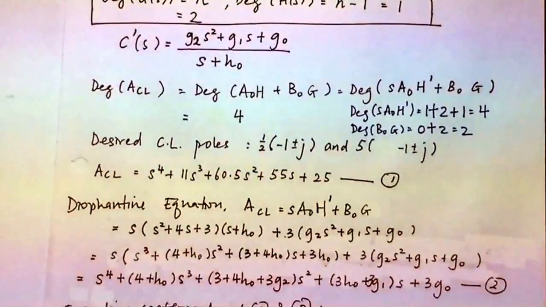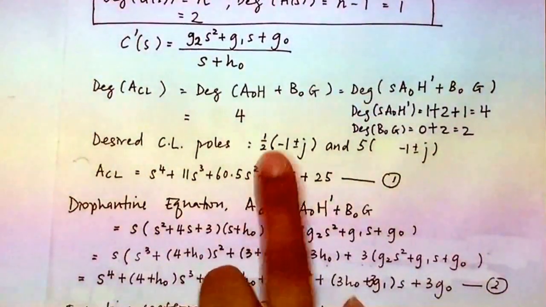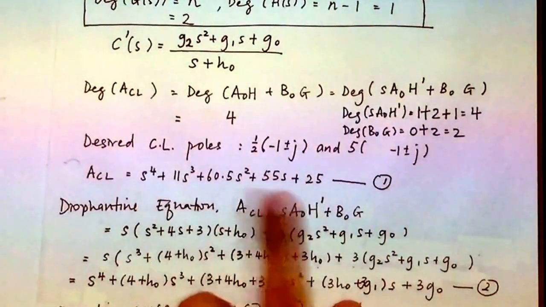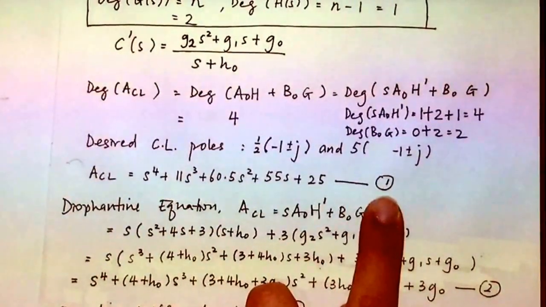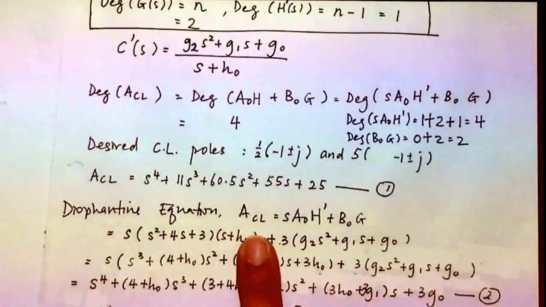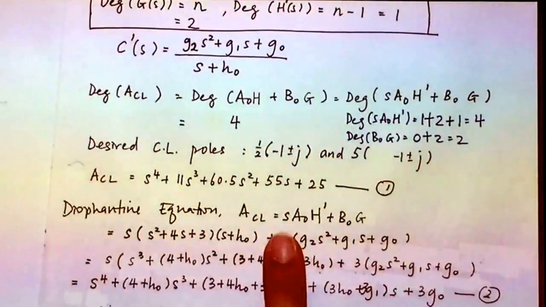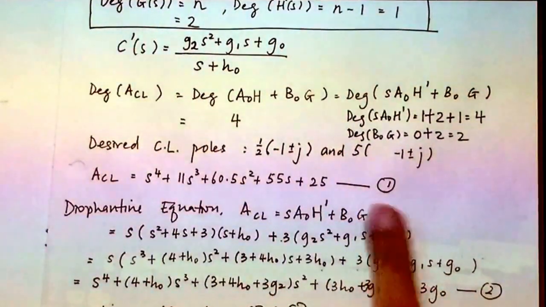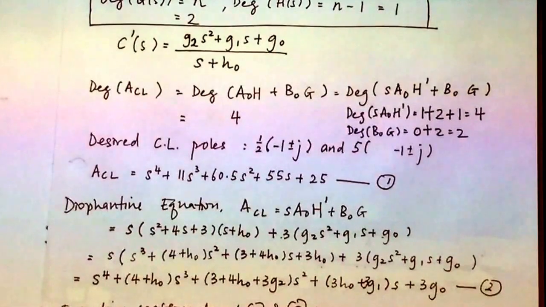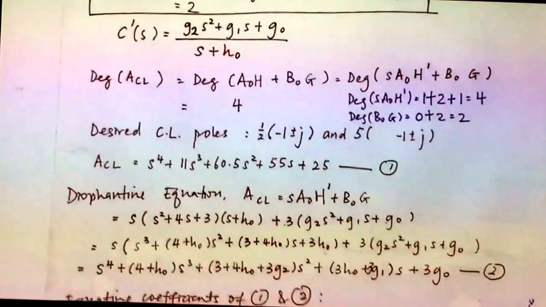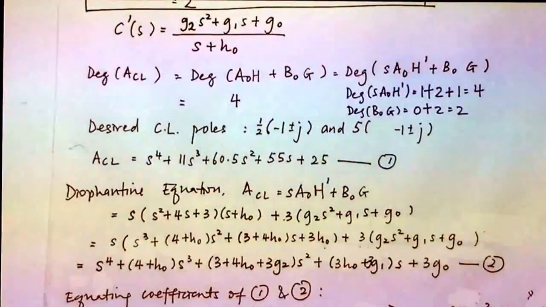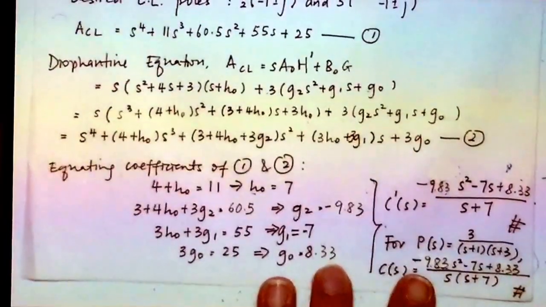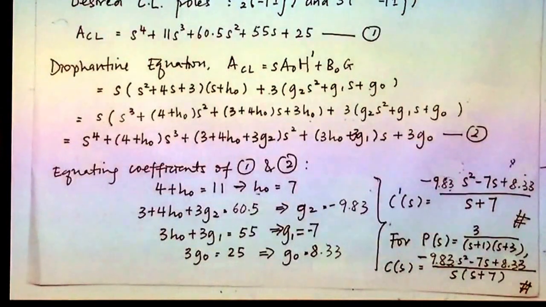Okay? I will tell you that you have desired poles here and here. Alright, let's again expand out the same as the previous example. So equation 1 here. The characteristic equation ACL is A naught H plus B naught G. Okay, that's one here. That's equation 2. So we form equation 1, equation 2, and you equate the coefficients. Alright, and you end up with the coefficients for your G2, G1, G0. Like that. So just form 2 equations and compare the coefficients.